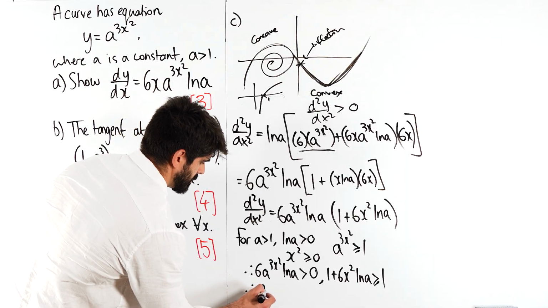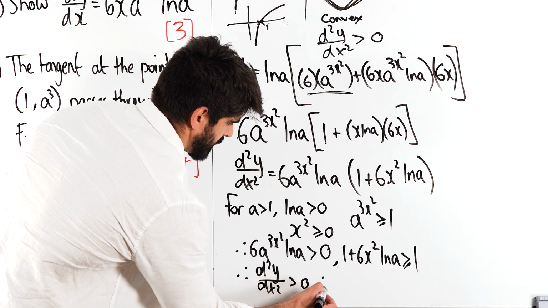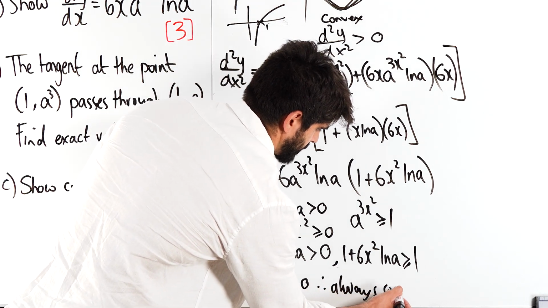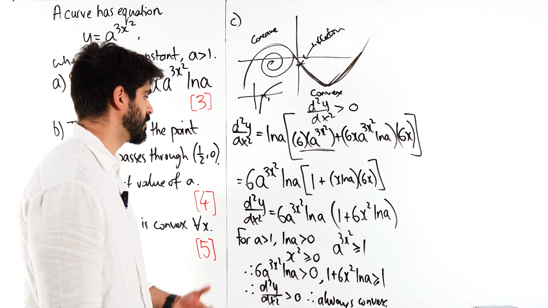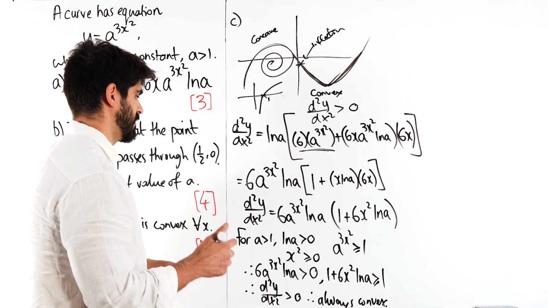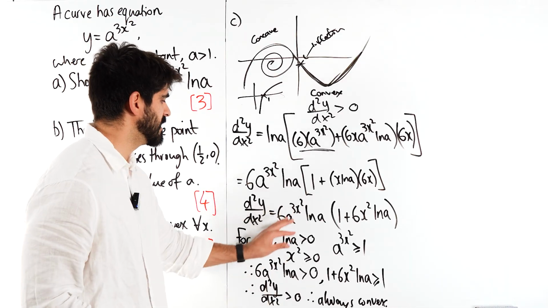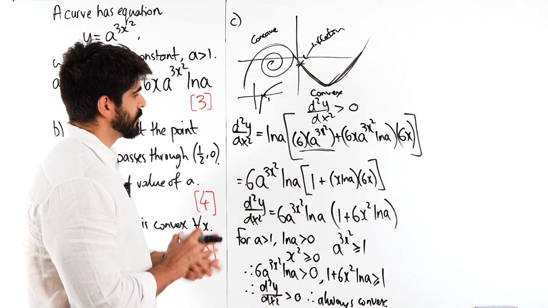Therefore, d2y by dx squared is larger than 0. Therefore, always convex. Yeah, I'm happy with that. I just probably wanted to be a bit more specific with this section here. Not talking about just the individuals, talking about the overall problem as well. So it requires a bit of explanation there.